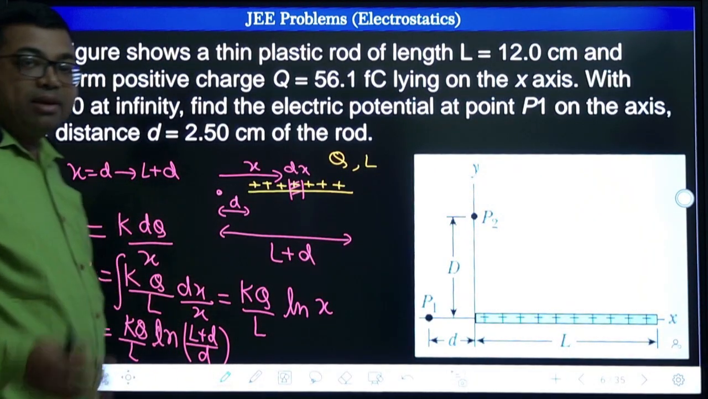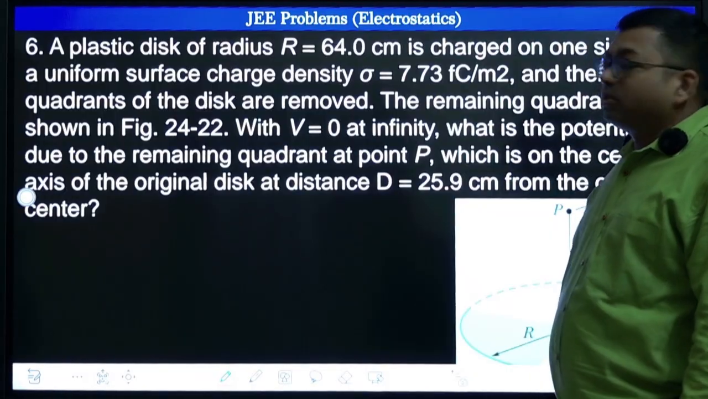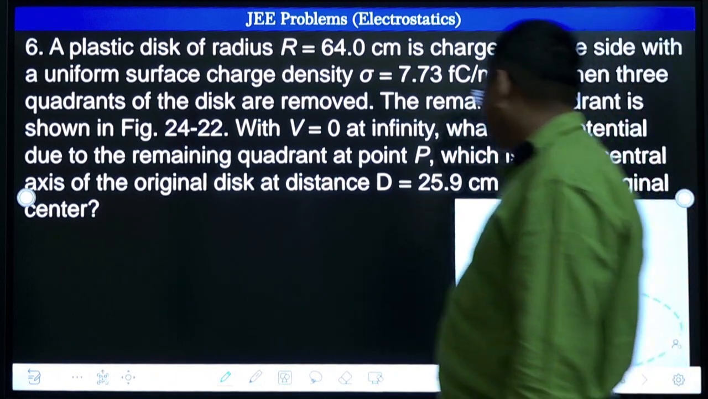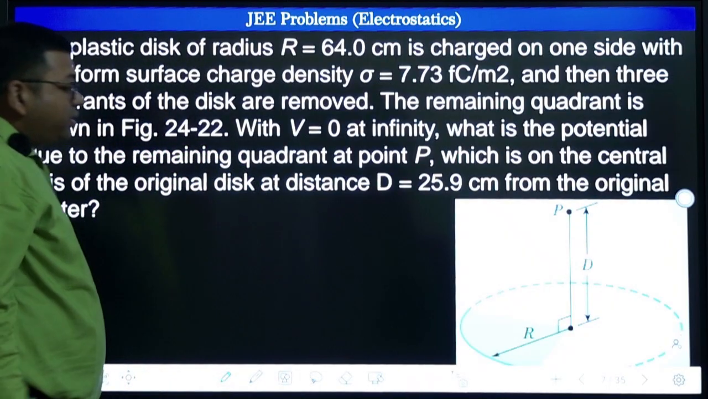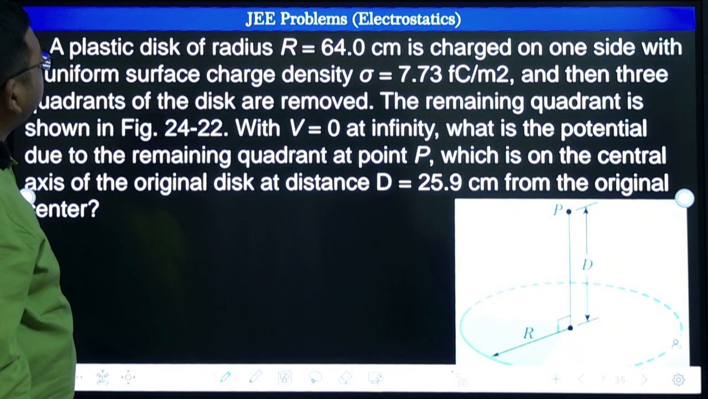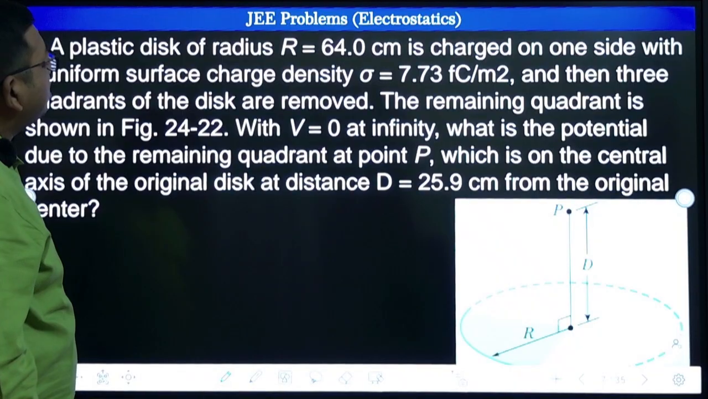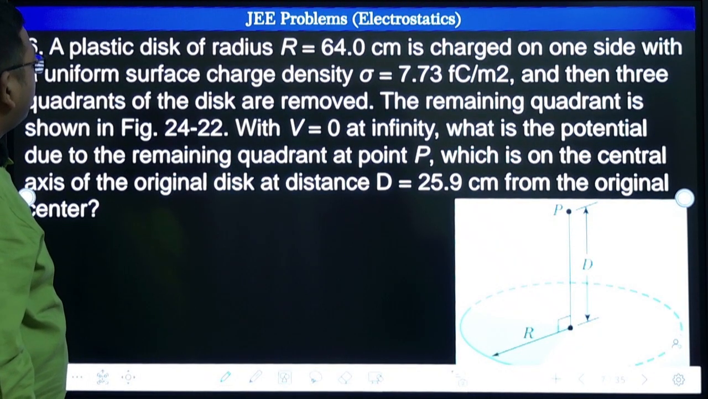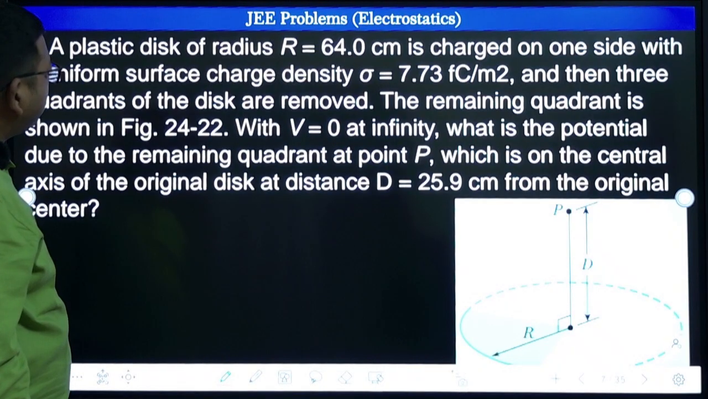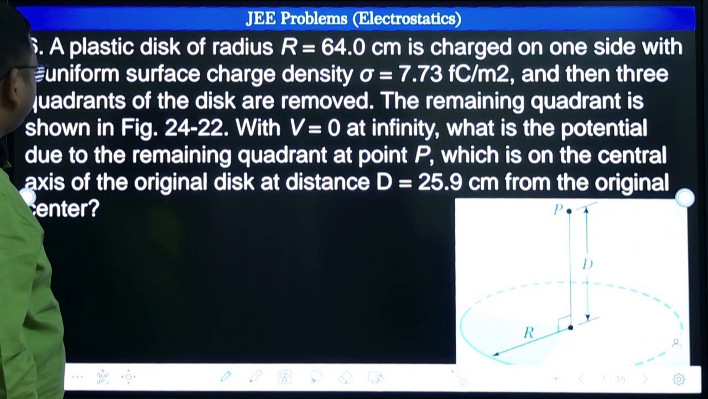Now you can substitute values and do the calculations. Let us move next. Question number 6. A plastic disc of radius r. So there is a disc here, and some radius is given. It is charged on one side with a uniform surface charge density, and then three quadrants of the disc are removed. The remaining quadrant is shown in the figure, with potential again zero at infinity. What is the potential due to the remaining quadrant at a point P which is on the central axis of the original disk?